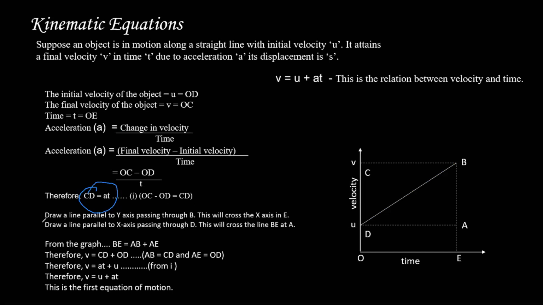So next, draw a line parallel to the y-axis passing through B. So draw a line parallel to the y-axis. The y-axis is this one here. So through B, from point B down to here, draw a line like this.